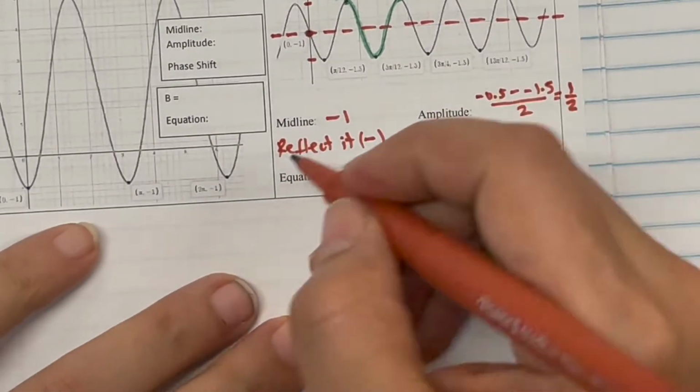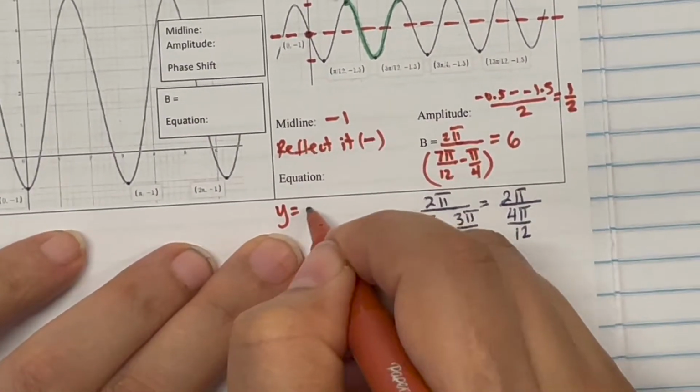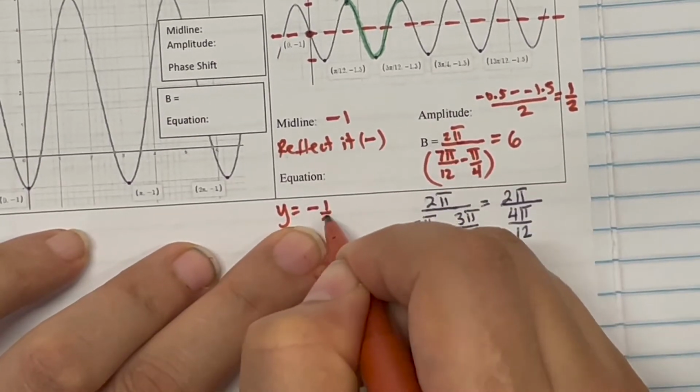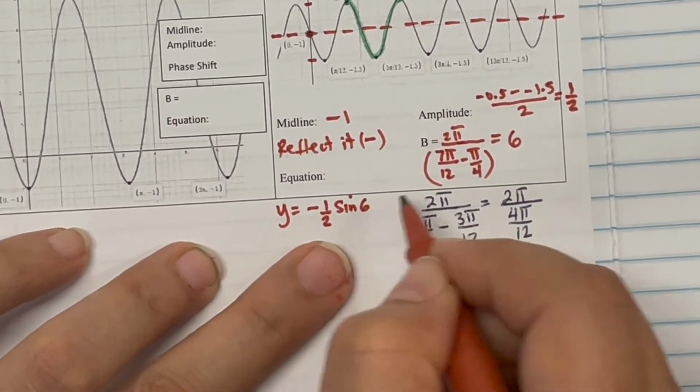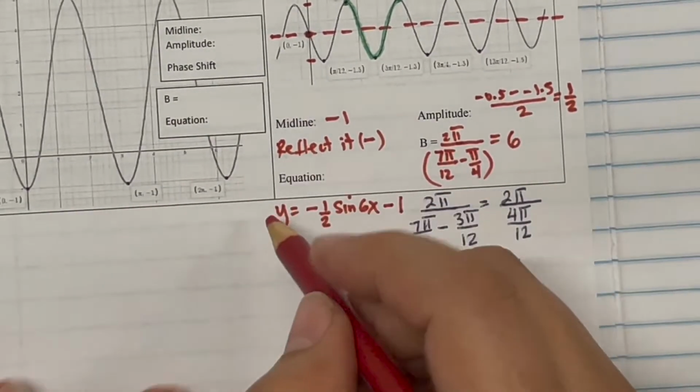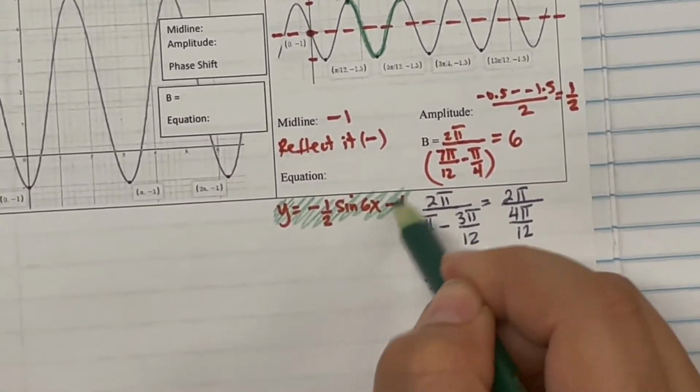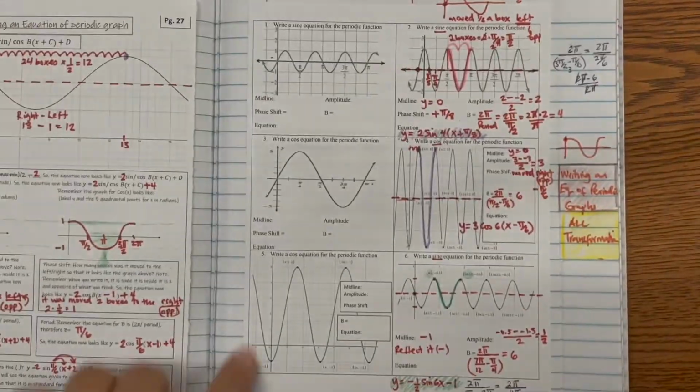All right, I'm writing an equation for sine. So I'm going to go y equals, and because I'm reflecting, the negative, then the amplitude, 1/2, then sine, then my b, which is 6, then x, minus my midline because there was no phase shift. I could have written this equation with a phase shift, but I chose not to. Let's practice.